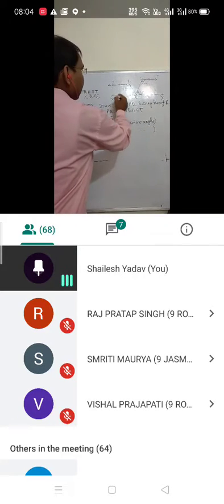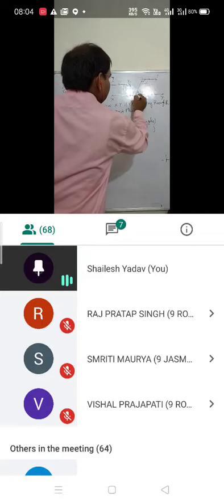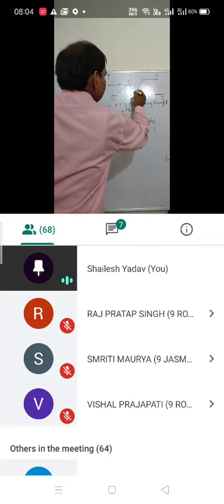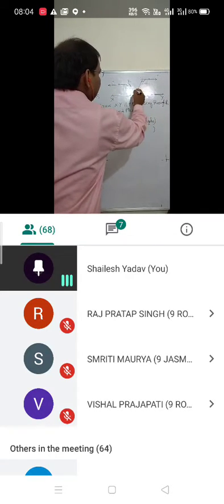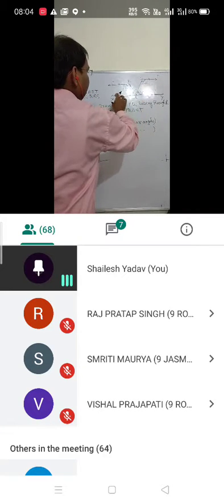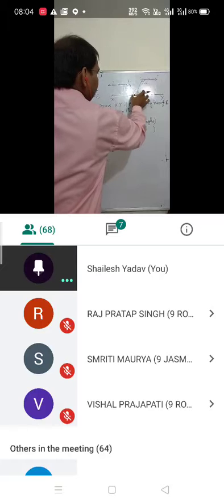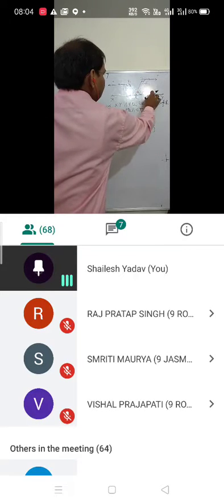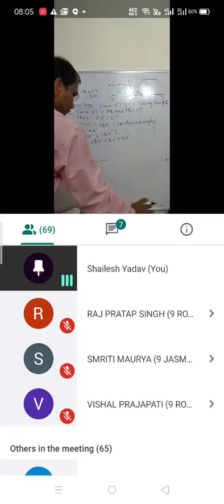Now students, here x, angle QRS, y, it is a straight line. So on that straight line you are going to get three angles. The sum of all these three angles will be 180 degrees. The reason is that these are the angles formed on a straight line. So x plus this angle plus y is equal to 180 degrees.